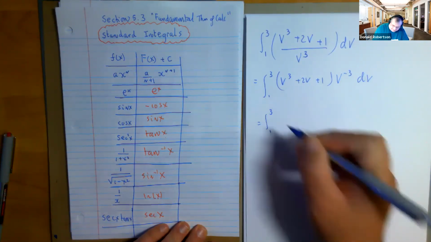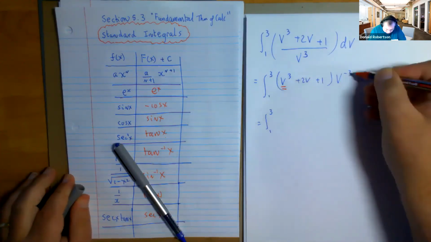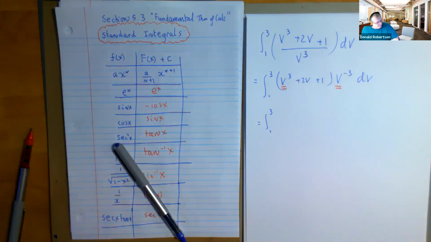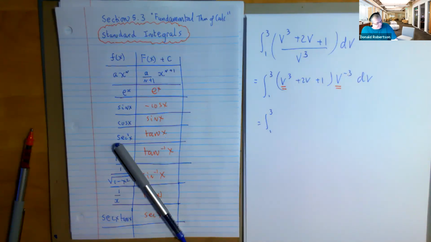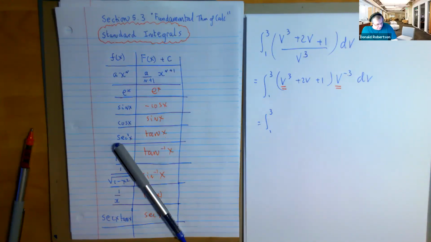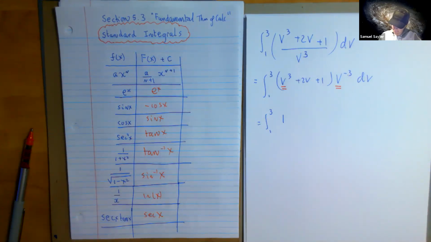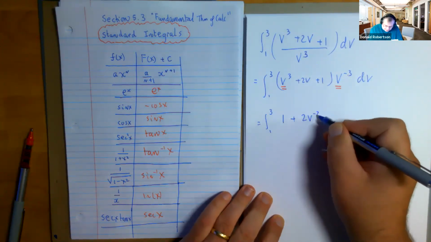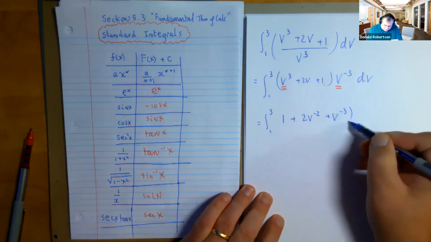Now, what do you get when you multiply? Let's change colors. This guy, because I'm going to distribute this guy with this guy. And be careful. v cubed times v to the -3. What do you get? v to the 0, and v to the 0 is really 1. Okay. Now, if you multiply this and this together, would you agree you get 2v to the -2? And you multiply this and this together, you get v to the -3.